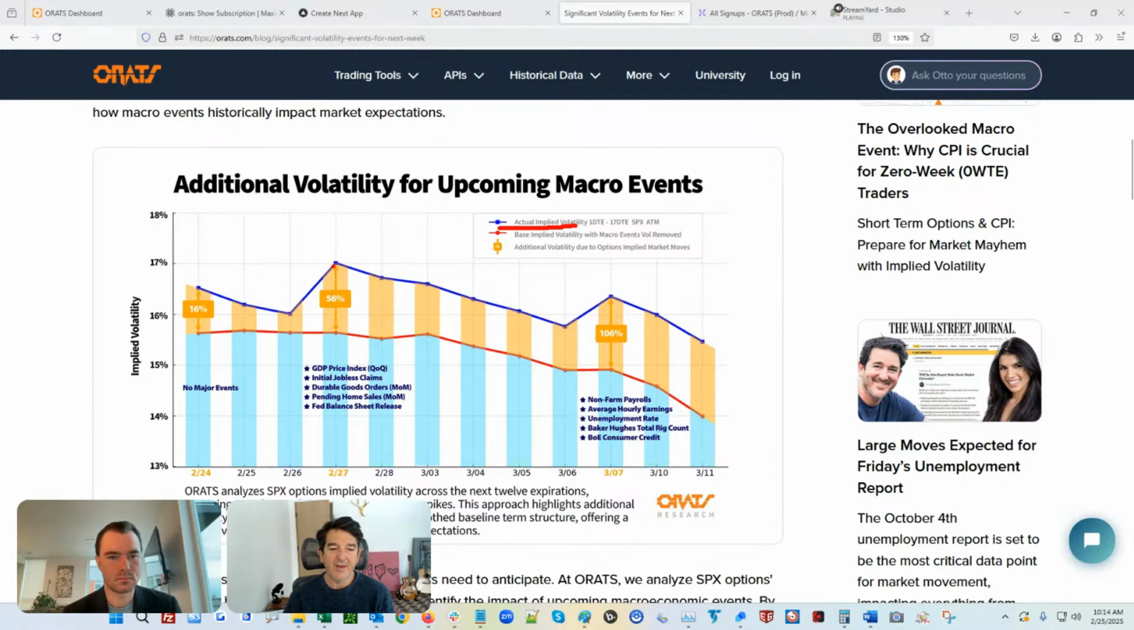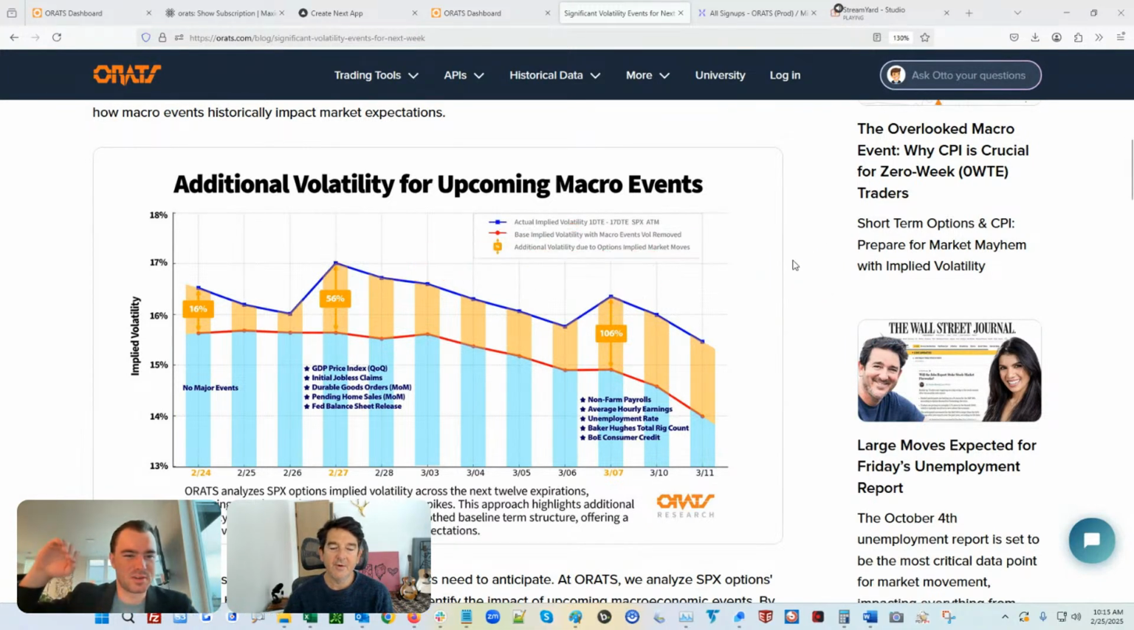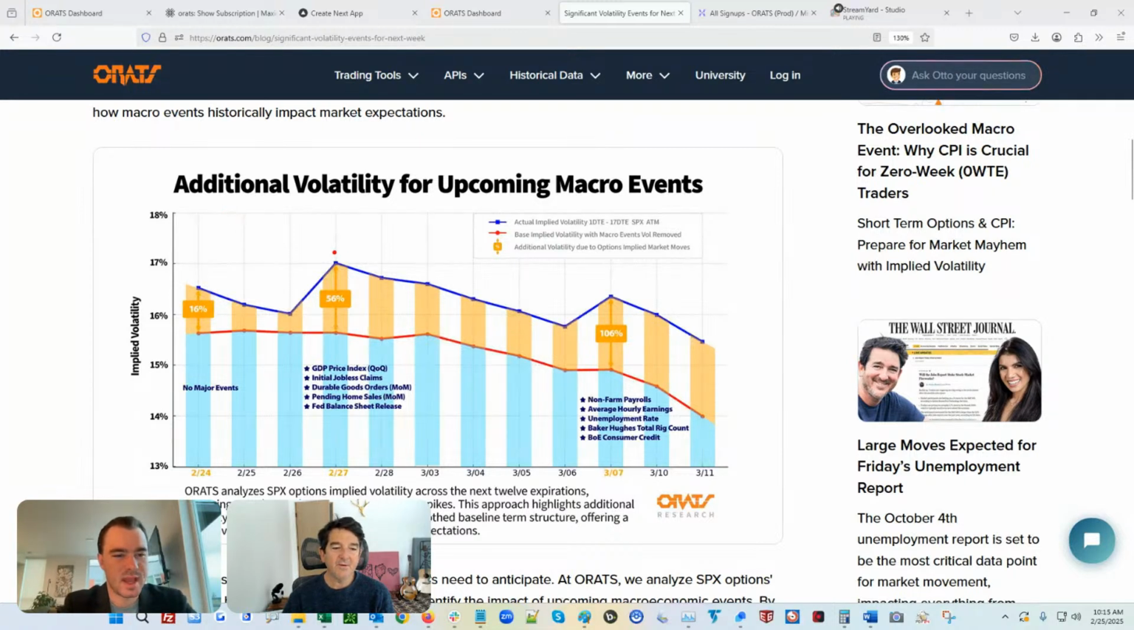rational as you can get without doing that kind of earnings effect analysis that we do, or in this case, I call it the IMM, implied macro move. It does look very similar to how a stock chart looks with the earnings effect. You sort of see that big jump on a certain week. Right. And but so that's for SPX, right?